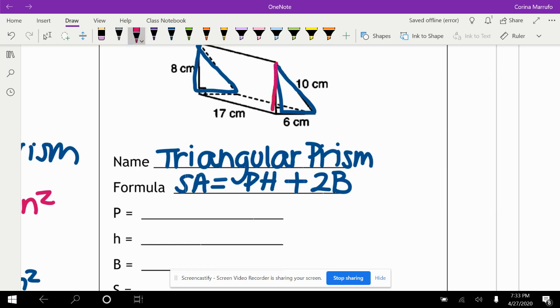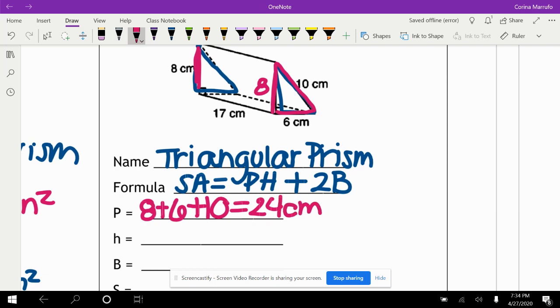So if we look here, this side right here is going to be the exact same as this side over here, which is 8. So that means this is 8 plus 6 plus 10. That's how we're going to find the perimeter of our base. So 8 plus 6 plus 10 gives us a total of 24. And our units here are centimeters.